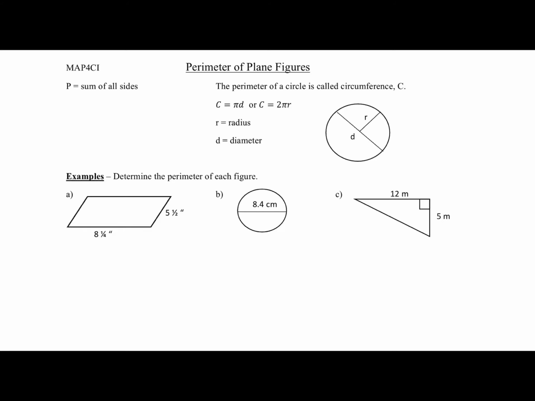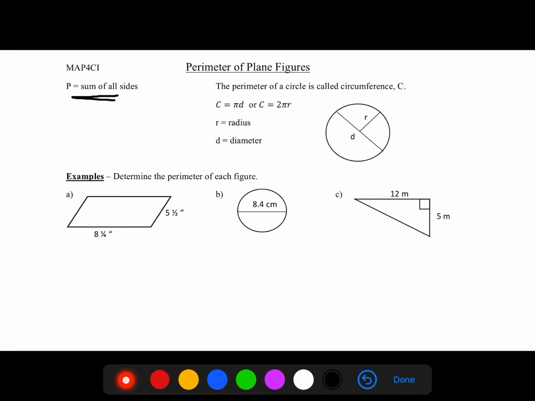Hi everyone, now that we've taken a review of metric and imperial measures, we're now going to use those to figure out some different measurements. So we're going to start today with perimeter, and we know that perimeter is simply the distance around an object, which means that in order to find perimeter of any object, we just need to add up all of the sides. If we're talking about a circle though, we have a specific name for perimeter of a circle, and that's circumference. So circumference is the distance around a circle.